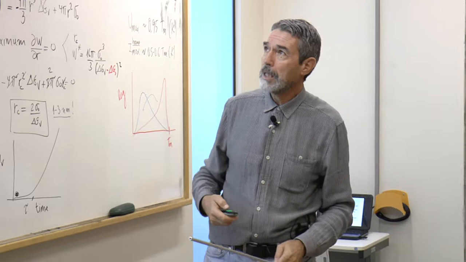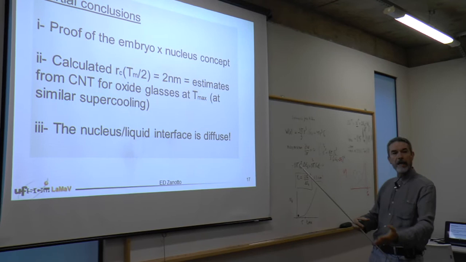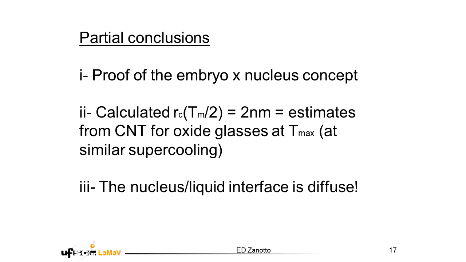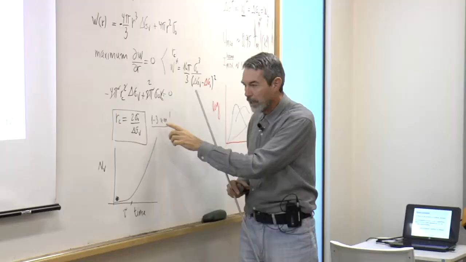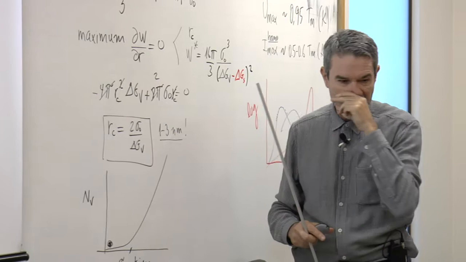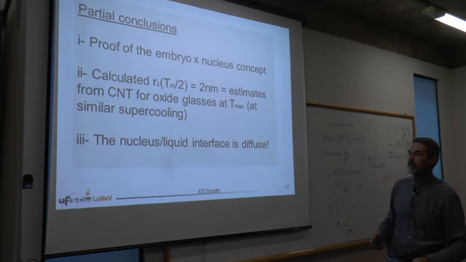So, partial conclusions. Proof of the embryo versus nucleus concept. Embryos dissolve, critical nuclei grow. The calculated size at 2.5 of TM, 2 nanometers, agrees with the kind of size that we calculate. And you guys are going to calculate the critical sizes for your glass. I'm going to give you an exercise for next week. You're going to calculate this for your own glass. You see that it's in this kind of neighborhood. And they have also shown that the nucleus liquid interface is diffuse.